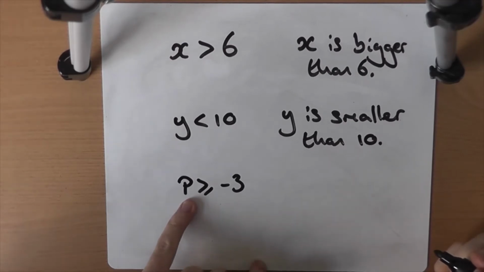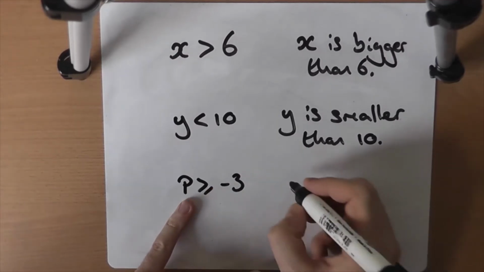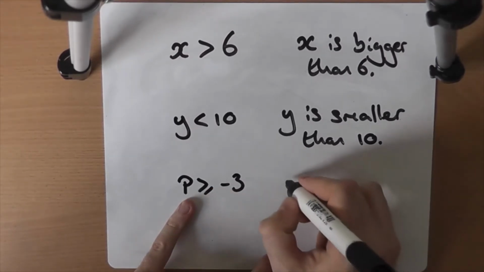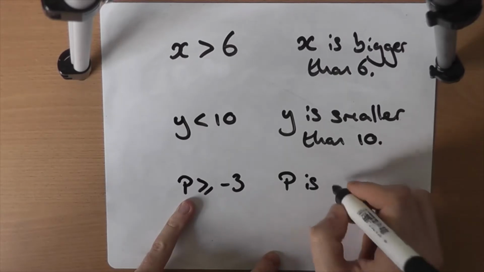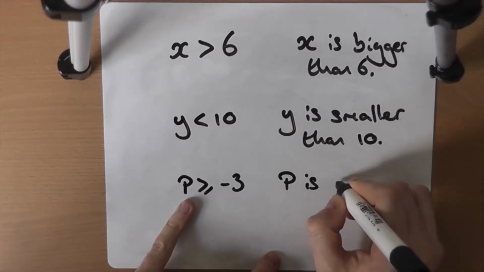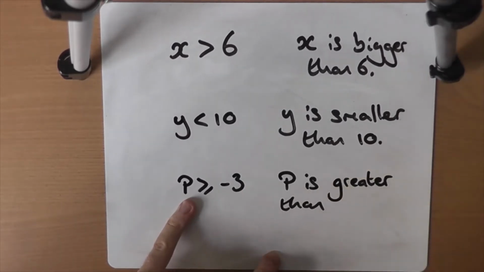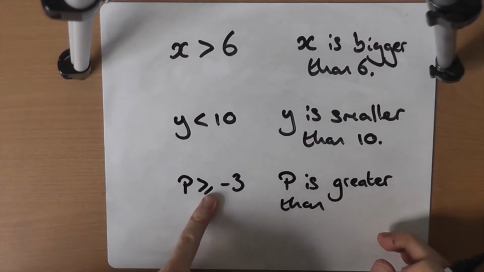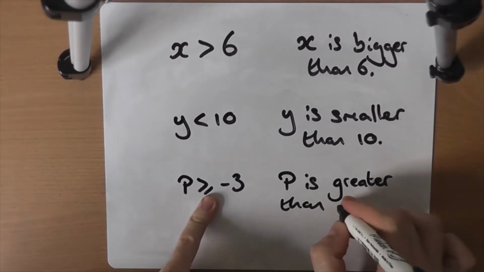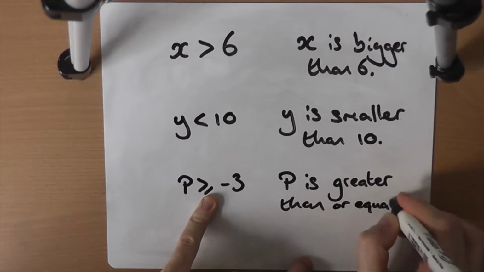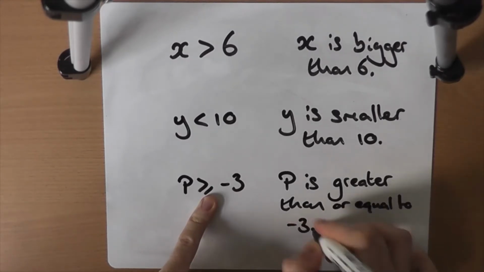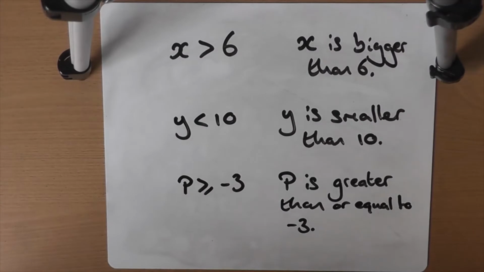P is on the open end of the inequality sign. P is on the open end of this sign. P is the larger one. So P is greater than -3. But this time we have to notice that there is that little line underneath. So or equal to -3. So bigger than -3 or -3 itself. We're including the endpoint this time.